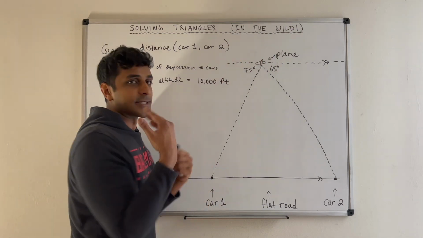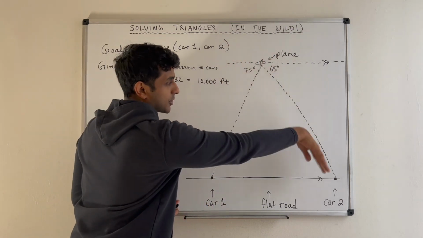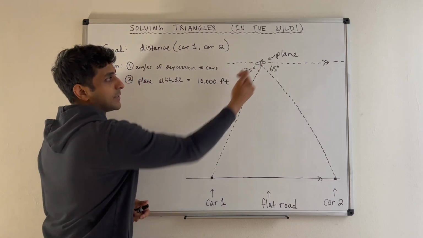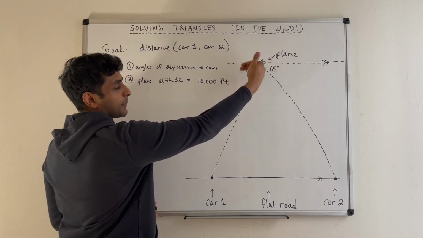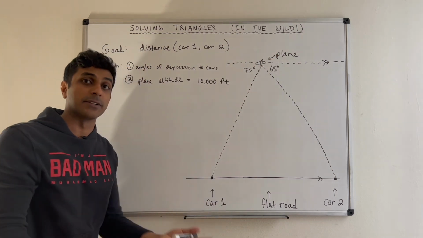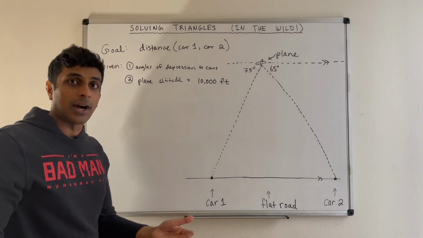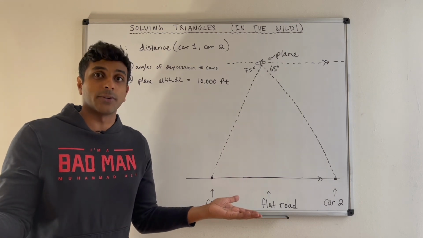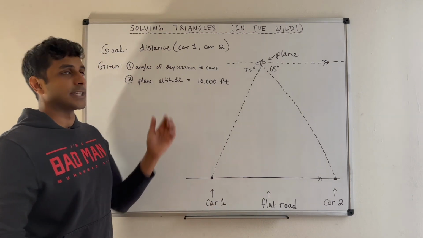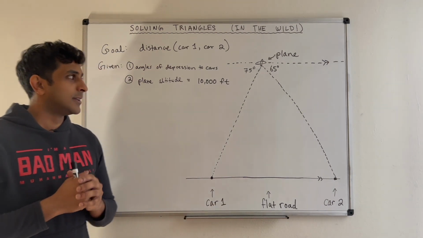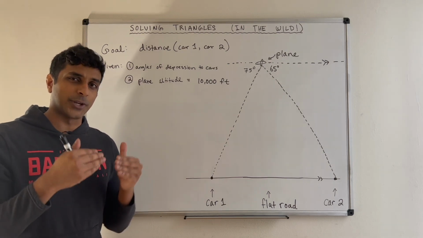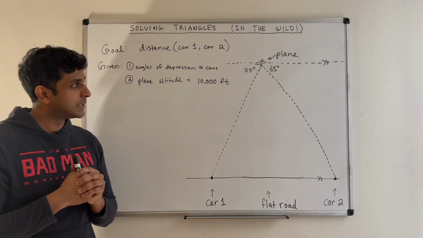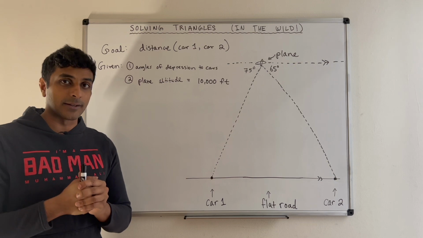And so based on this instrument, let's say the angle of depression to car 2 is 65 degrees, and the angle of depression from the flight path on the opposite side to car 1 is 75 degrees. And furthermore, obviously, there's another instrument on the plane that tells you how high off the ground you are, the altitude of the plane, and let's say that's given as 10,000 feet. Is that enough information? Can you figure out how far apart the two cars are? Well, it turns out you can.